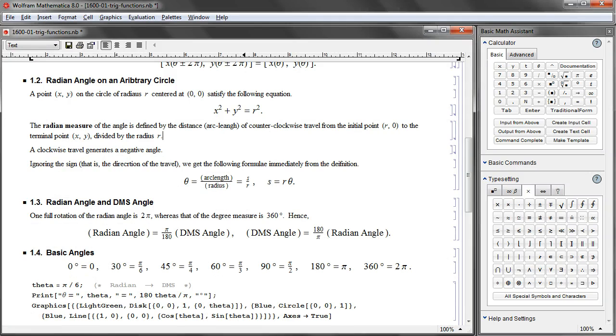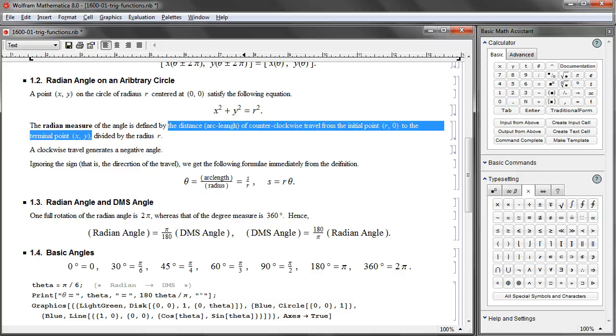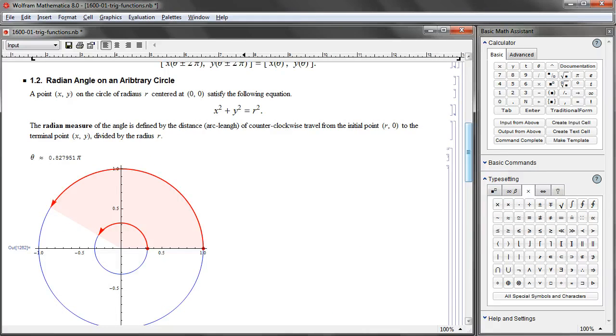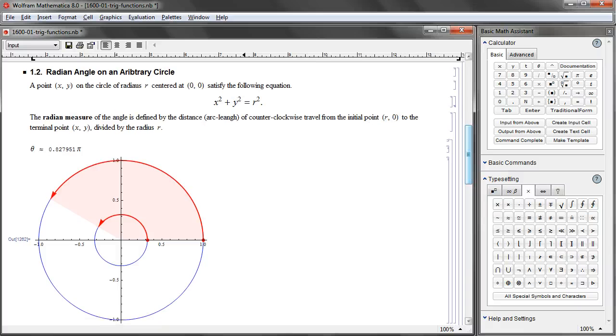In an arbitrary circle, we can define the angle like this. Similarly, we define the angle as the counterclockwise travel distance from the initial point (r, 0) on the right-hand side to the terminal point (x, y), but divided by the radius r. And here's a visualization. We have circles with 2 different radii, and I didn't want to draw circles too big, so I drew a unit circle with radius 1, and then a circle with radius r, where r is a little bit smaller than that.